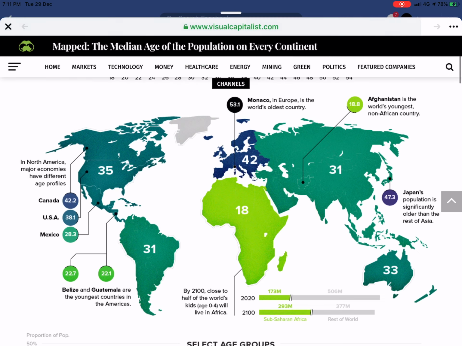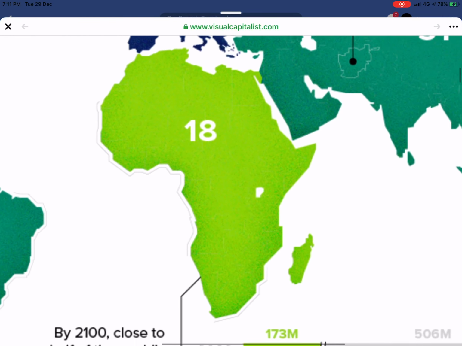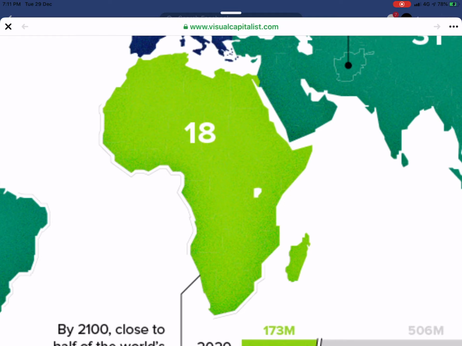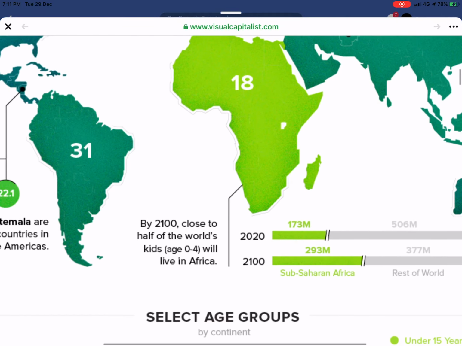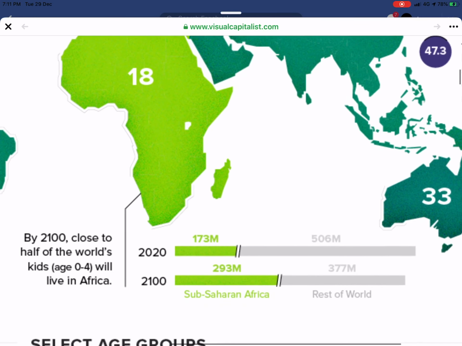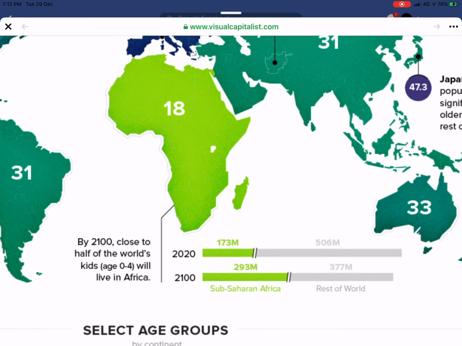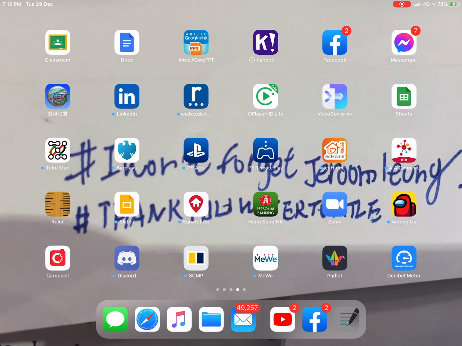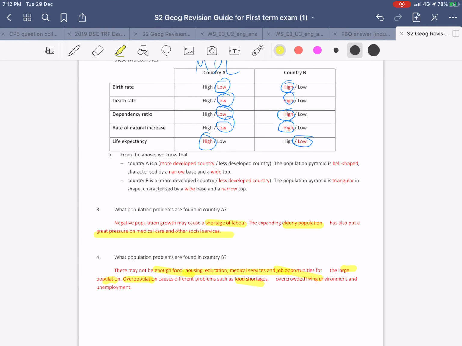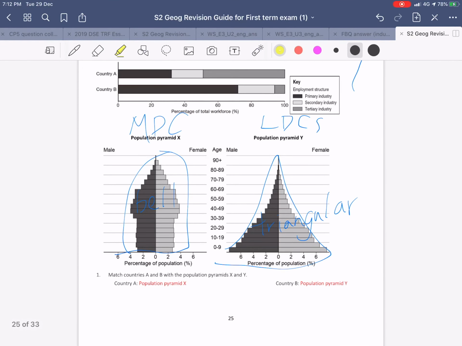And this one is talking about the mean age of different countries, and you can see LDC African countries, mainly 18 years old. Close to half of the world's kids will live in Africa. Wow, so many. Many people and many children live in Africa, which also reflects the triangular shape, a lot of children in the African countries.